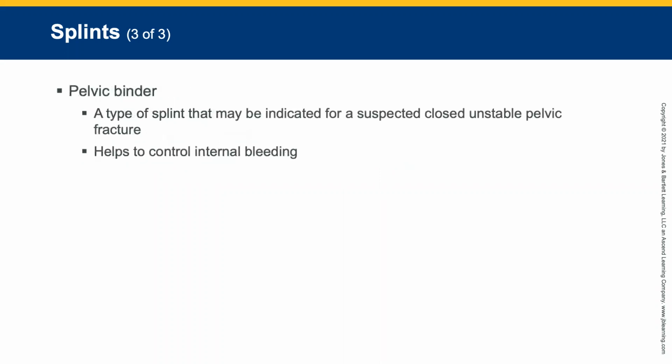A pelvic binder is a type of splint that may be indicated for a suspected closed unstable pelvic fracture. All the agencies I've ever worked for have never had one, so I've always used a sheet. You put a sheet underneath the patient and you tie it very tight around their pelvis. It's the best one I've ever used. So get some of your old hands in your agencies to show you how to use them. They're amazing, and those are the ones I like to use better than anybody else.